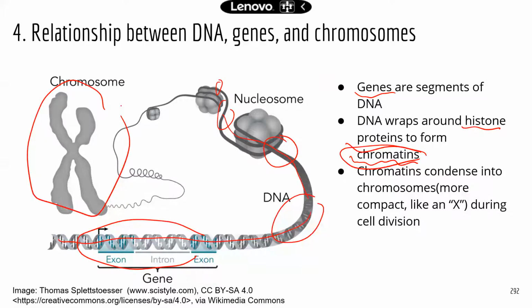Right? So if you have to go from small to large, the smallest is going to be genes because they are only segments of DNA. And then the next level is going to be DNA, right? DNA can contain multiple genes. And then when you have a DNA and histone proteins, that's going to be the chromosome. Okay, so that's the relationship.